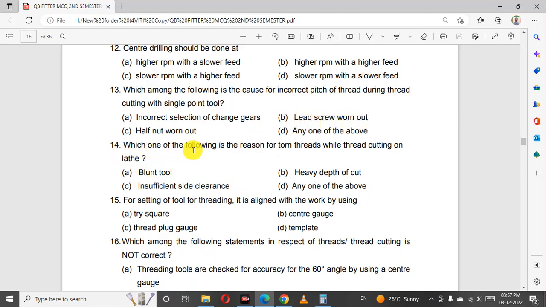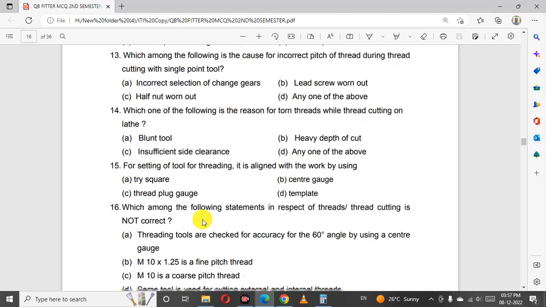Which one of the following is the reason for tearing of the thread while thread cutting on the lathe? Any one of the above: blunt tool, heavy depth of cut, insufficient side angle, side clearance.